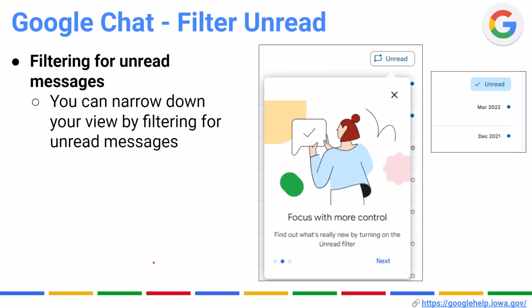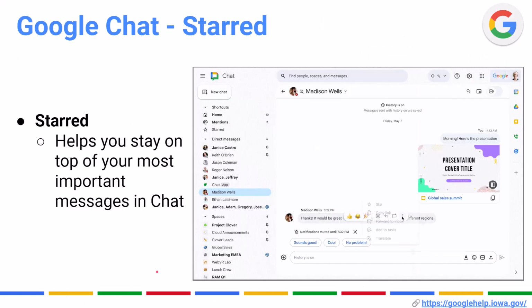The other feature that's rolling out with the Google Chat updates is allowing you to filter for unread messages. You can now narrow down your view by filtering unread messages. You will have the option to then filter the unread messages to quickly navigate to the messages that you need to respond to quickly. And the last one, as we already mentioned, is Starred.